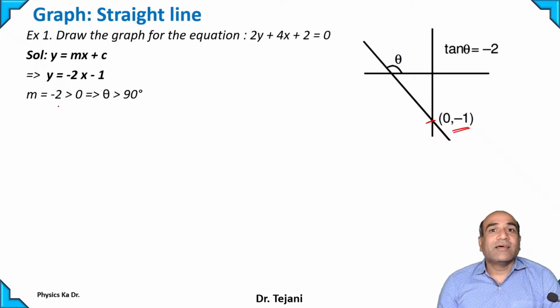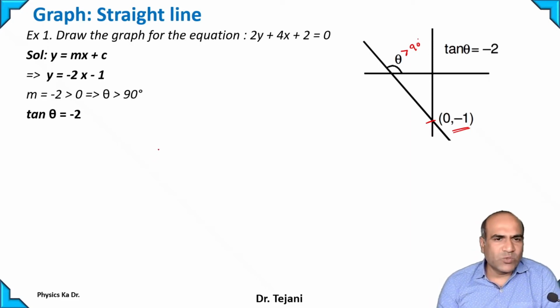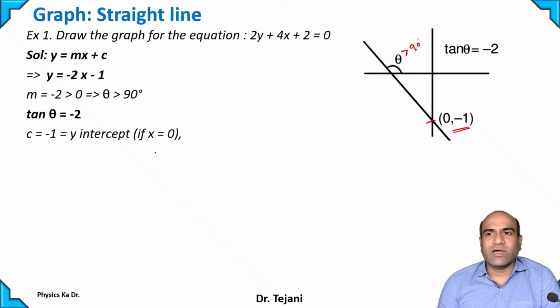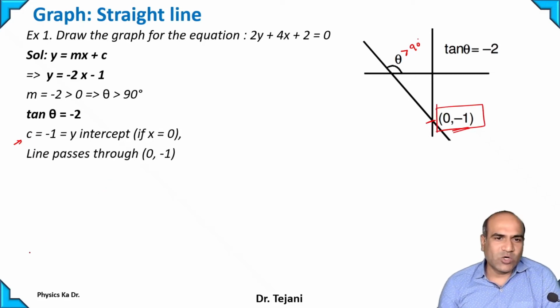M is a negative value, that means theta should not be 0 or less than 90; theta should be greater than 90 degrees. So the line looks like that. And tan theta is equal to minus 2, that we know very well. We already saw that c is equal to minus 1, so the line should cut at 0, comma minus 1.